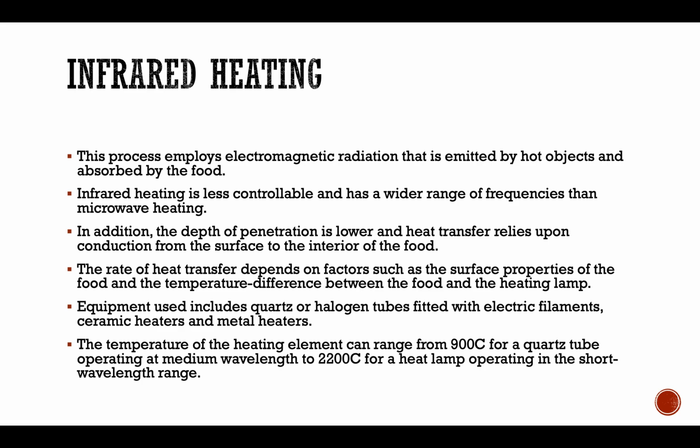The rate of heat transfer depends upon factors such as surface properties of the food and the temperature difference between the food and the heating lamp. Equipment used includes halogens in quartz tubes fitted with electric filaments, ceramic heaters and metal heaters. The temperature of the heating element ranges from 900 degrees centigrade for quartz tube operating at a medium wavelength to 2200 degrees centigrade for heating lamp operating in a short wavelength range.